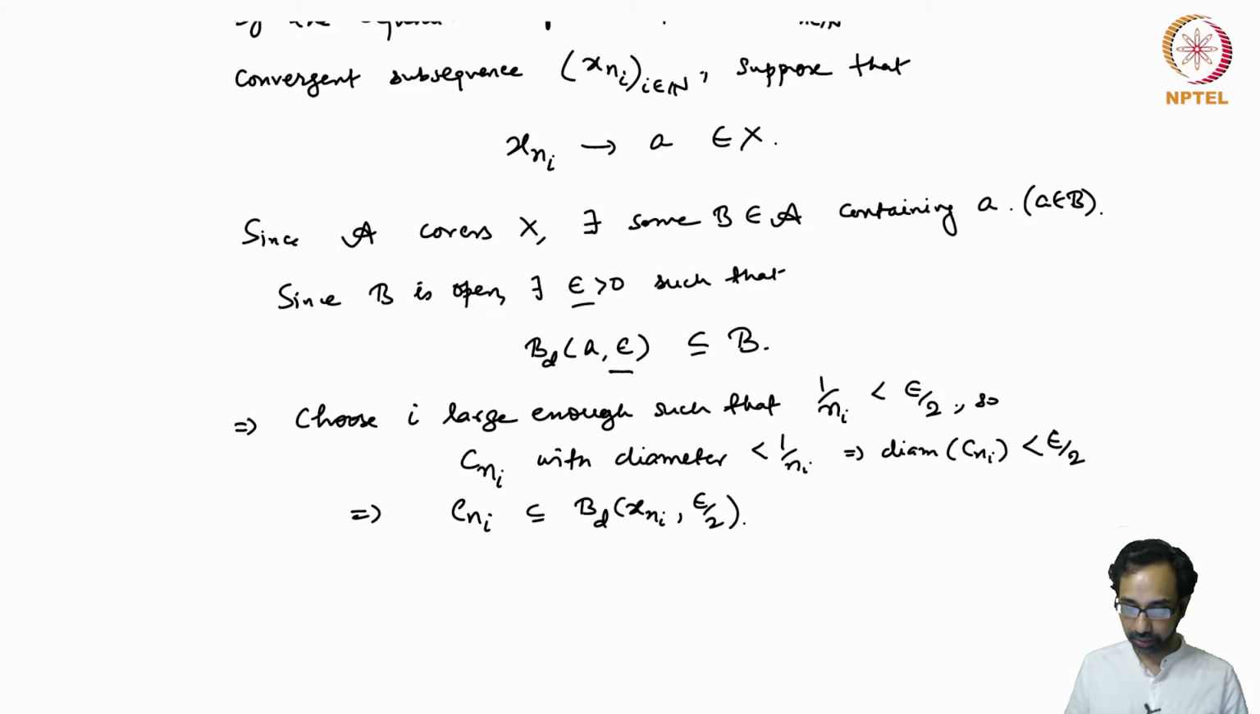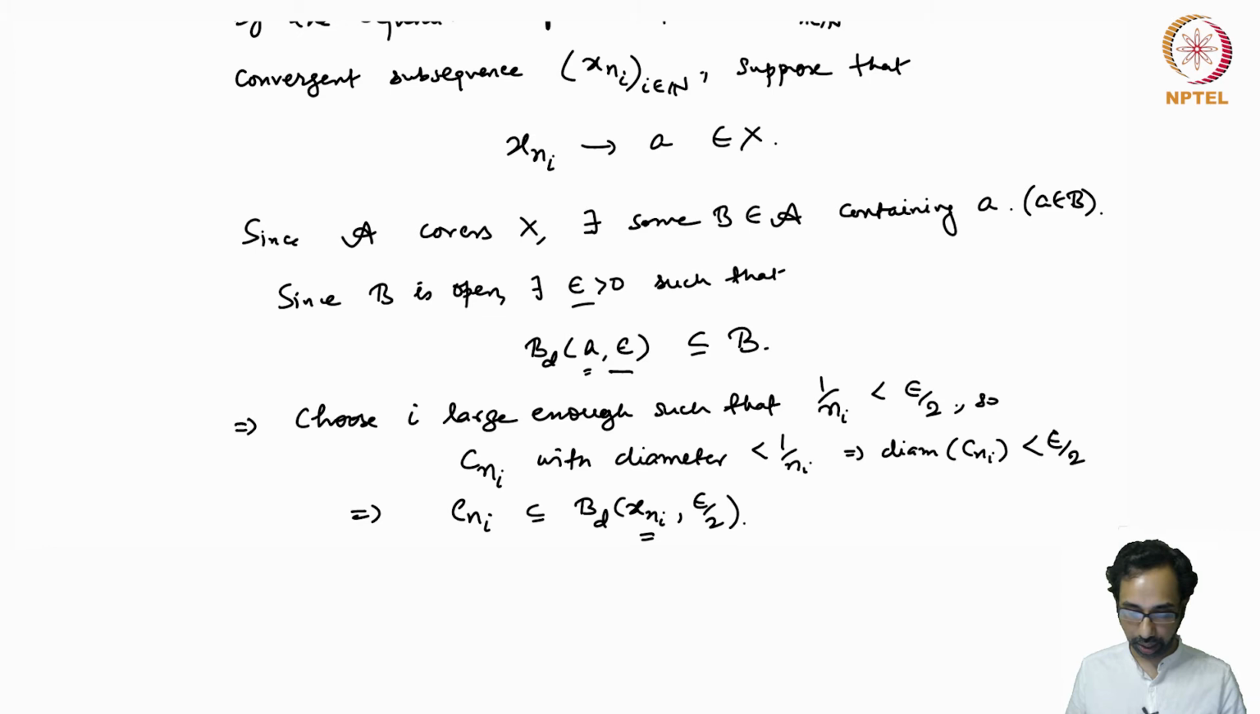So this was the first part, and now we are going to choose x_{n_i} close enough to A such that C_{n_i} will lie completely inside this metric ball B_d(A, epsilon), which will be completely inside this open set B from this open cover, and which will contradict our assumption that C_{n_i} is not contained in any of the open sets from the collection A.